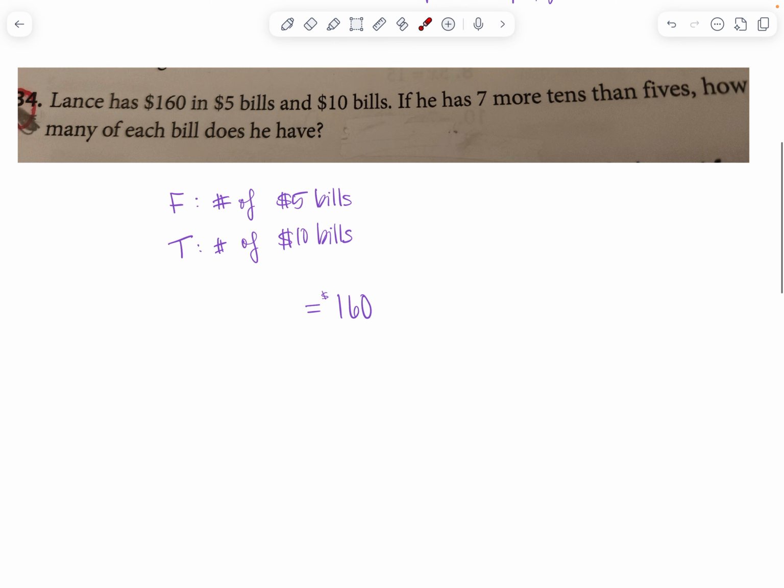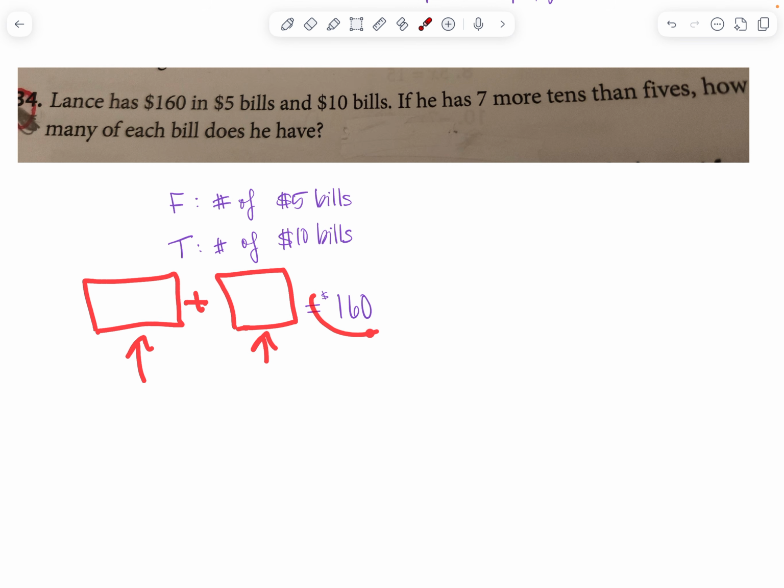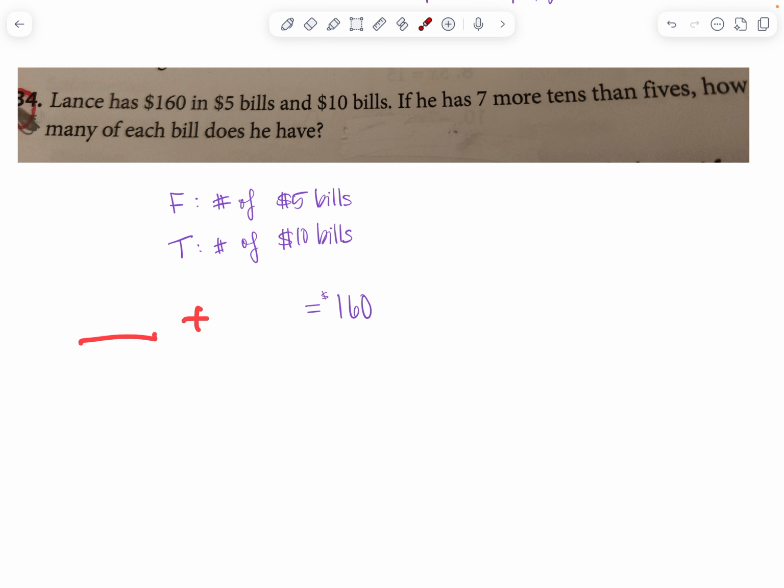Now he has 2 different kinds of bills in his pocket. He's got $5 bills and he has $10 bills. And when I add up all this money, I want to know how many $5 bills and how many $10 bills are going to make up that $160. So immediately, these red markings are going to go away, but let that sear in your mind. I'm looking for something plus something is equal to $160.